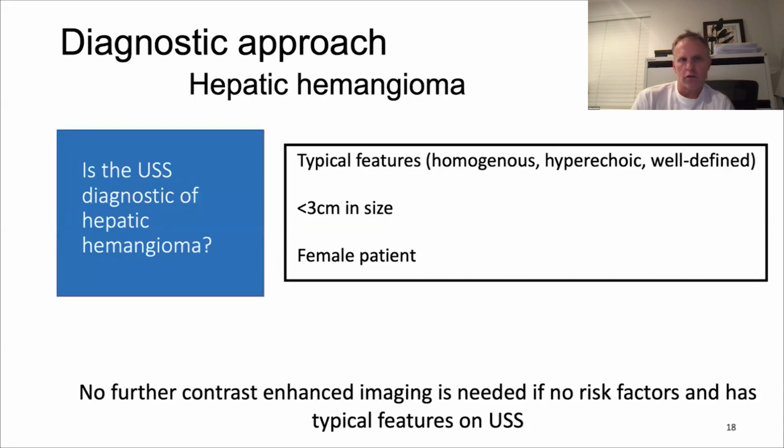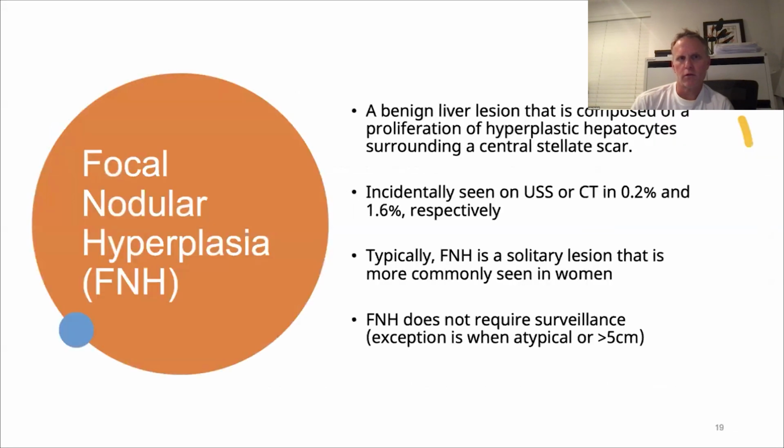Is the ultrasound diagnostic of hepatic hemangioma? If it's got typical features, it's small, that is less than 3 centimeters, and it's a female patient, nothing else is needed. You do not need to do anything more. And hopefully most radiology centers now are abiding by this and being quite adamant in their diagnosis, and are not saying thereafter in the next sentence, contrast enhanced CT or other form of imaging is required. That's not necessary, as long as it's classic on ultrasound, it's small, and it has the characteristic features.